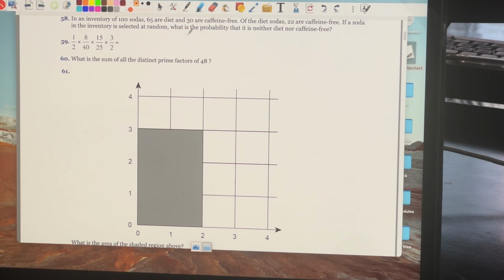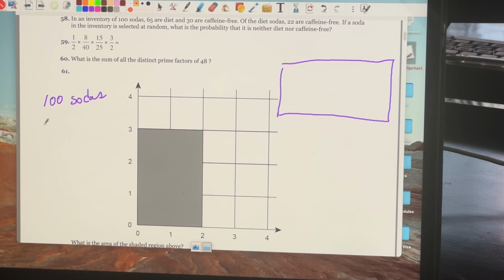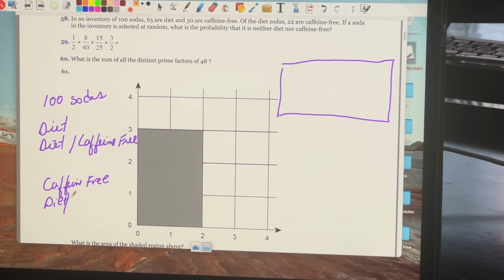hopefully. All right, so the first question to me is a Venn diagram question, okay? So what you need to understand is that there are 100 sodas. There are some that are diet and they're caffeine free. Okay? And there are some that are caffeine free only, right? Not diet. But again, there are some that are diet and again, caffeine free. Right, so there's 3 types of soda.